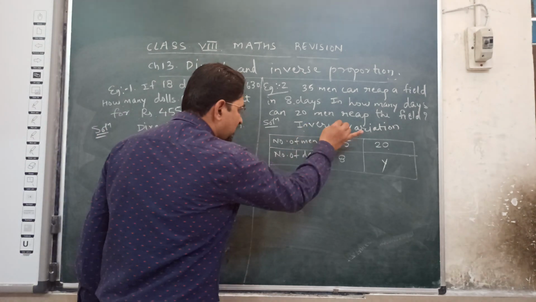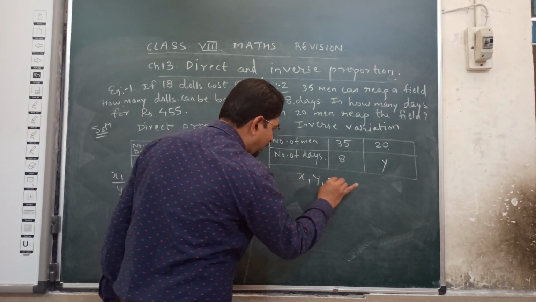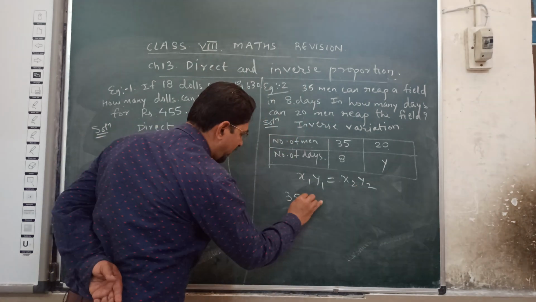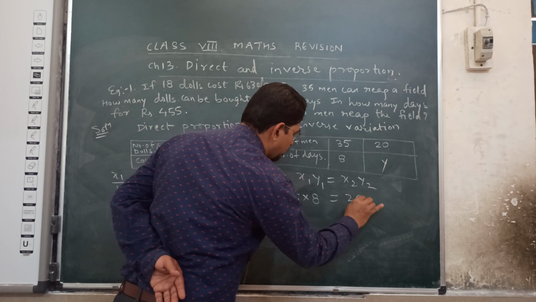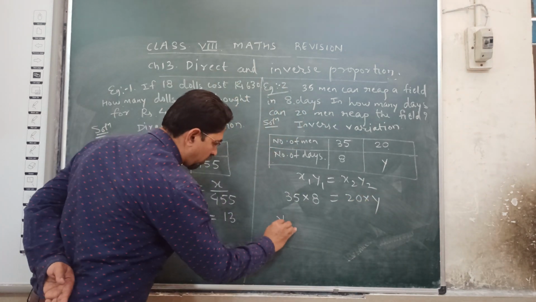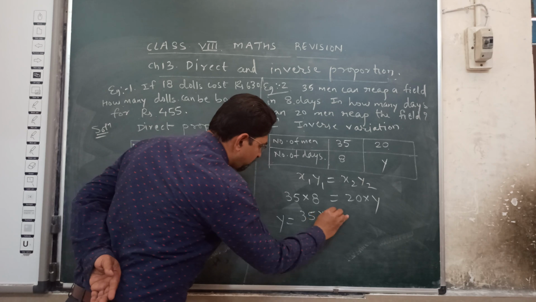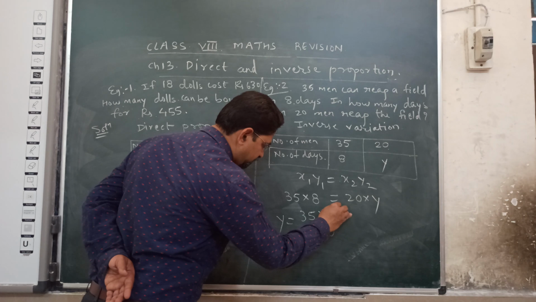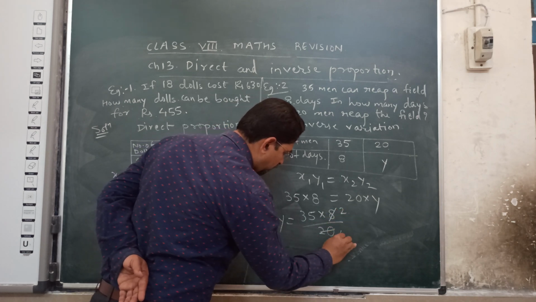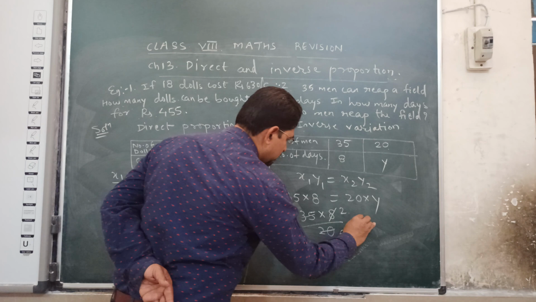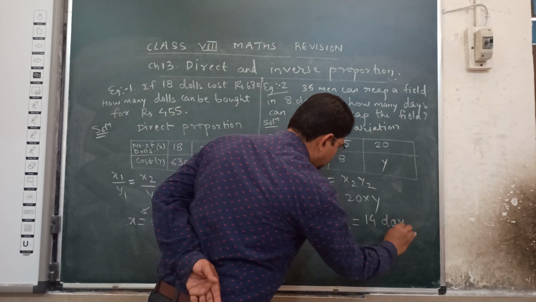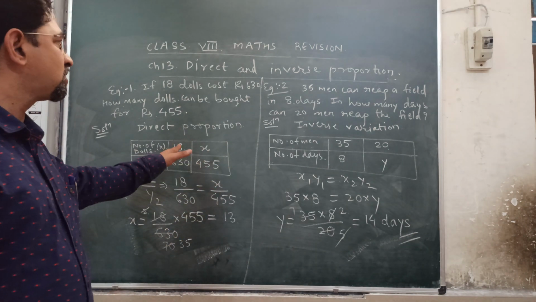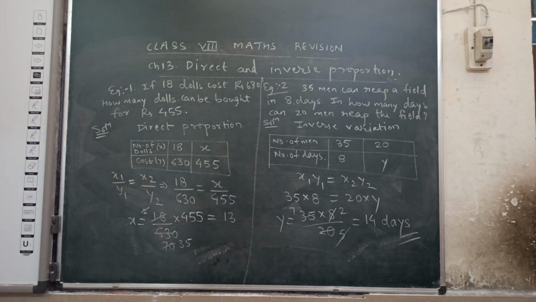As we have inverse variation, we have x1 y1 is equal to x2 y2. That means 35 into 8 is equal to 20 into y, or y is equal to 35 into 8 divided by 20. So 4 2s are 8, 4 5s are 20, and 5 7s are 35. The work will be completed in 14 days is your answer. So this way you can solve the questions based on direct and inverse proportion.